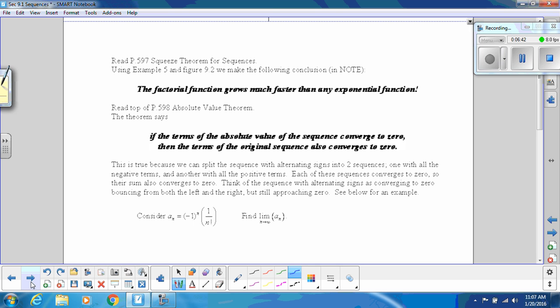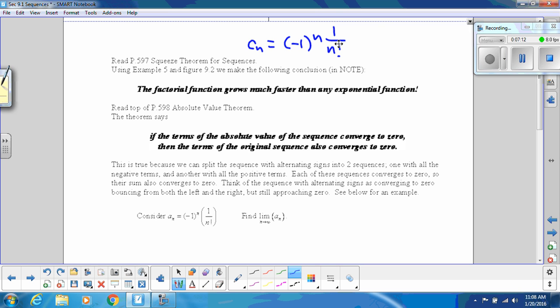All right, so if we look at example 5 in figure 9.2, here's what I want you to notice. In example 5, we have the sequence, I'll write it up here. We have the sequence c_n equals (-1)^n times 1 over n factorial. So that's the sequence we're trying to squeeze, and we're trying to find the limit.